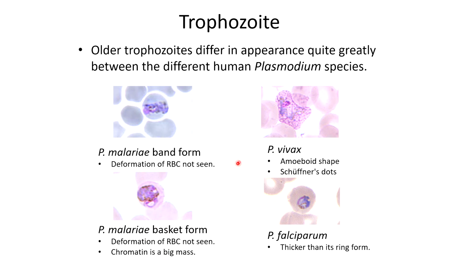So the P. vivax trophozoite form will be amoeboid shape, meaning looking like an amoeba. It contains Schüffner's dots throughout the cell. And P. falciparum will overall just look a bit thicker than the ring form, but it will look smaller than P. malariae's basket form. Deformation of the red blood cell can sometimes be seen. And the P. malariae band form, the way it's spread horizontally like this, is a result of the parasite cytoplasm stretching across the red blood cell.